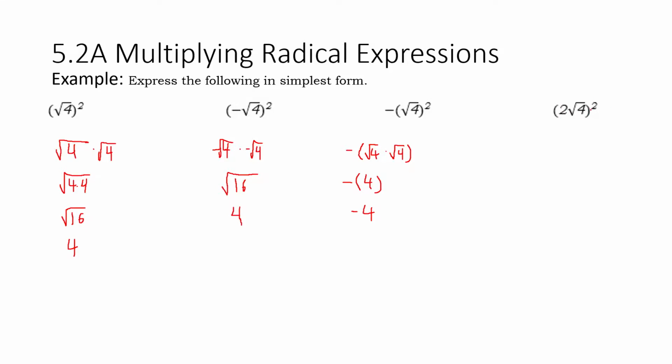So 2 root 4 squared, we are going to do 2 root 4 times 2 root 4. Just like we learned before, we're going to multiply the coefficients together. 2 times 2 is 4. Root 4 times root 4 is root 16. We know that that works out to be 4. Root 16 is a perfect square. 4 times 4, and our final answer here is 16.